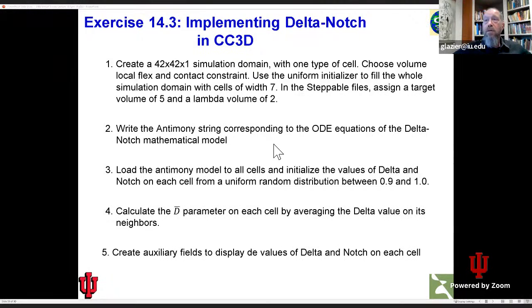So I want you to create a small simulation with a single kind of cell. We're going to fill the domain with initially square cells. It's actually less interesting when they're square, but we'll start with square cells. 7 by 7 cells, and the domain is 42 by 42, so there's 6 by 6 of these.